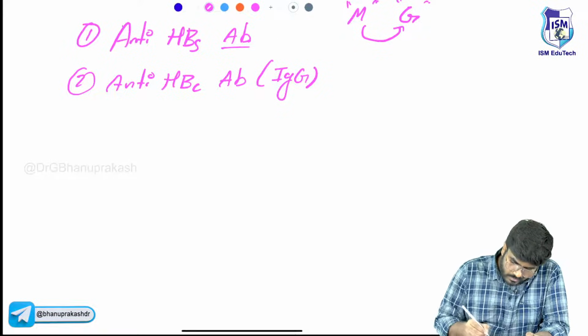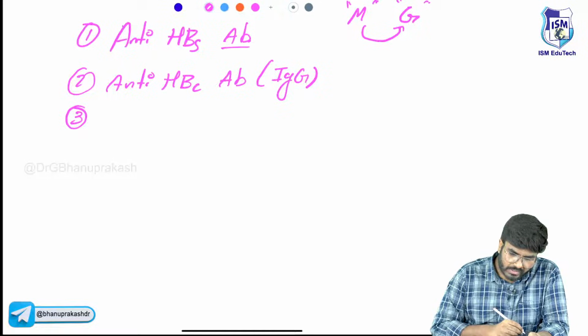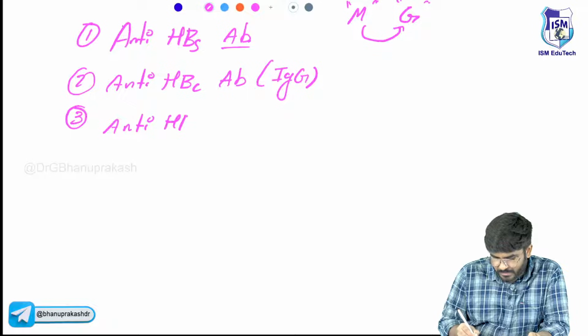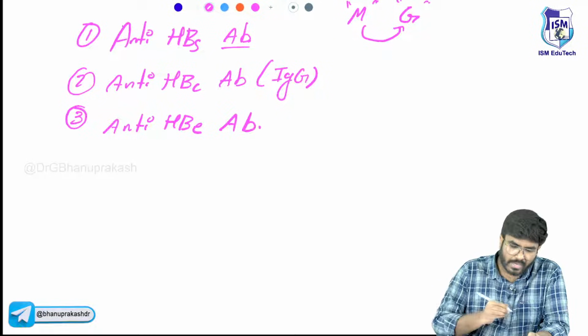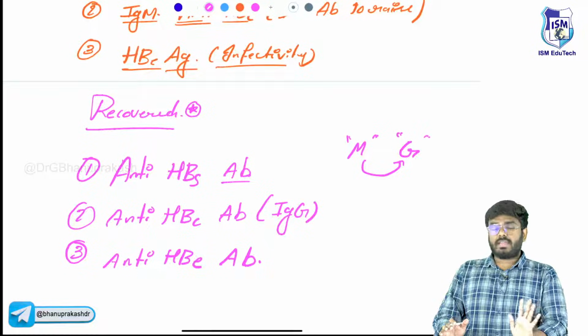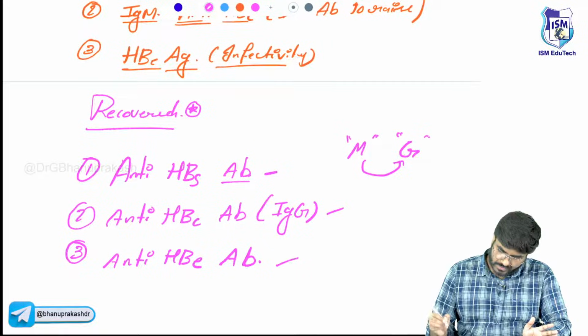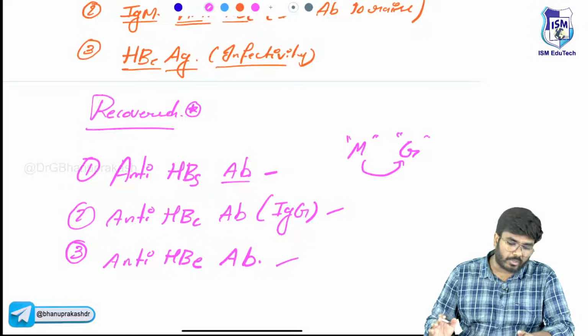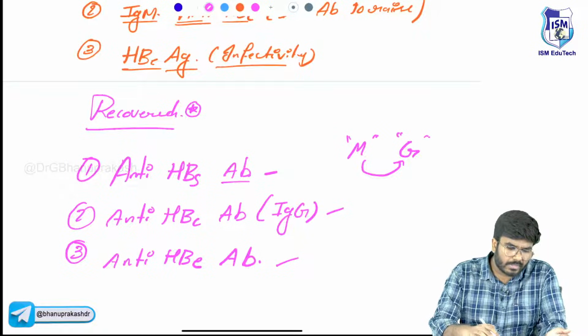Now, the third one you can see is anti-HBe antibodies. So they can also be seen after recovery. After recovery, all the antibodies are going to be there, not the antigens. Antigens are not going to be there, but the antibodies are going to be present. Now, after this, what else should I teach you?